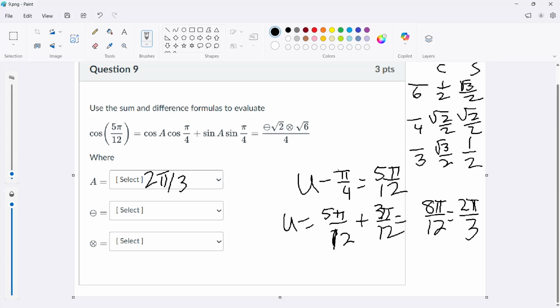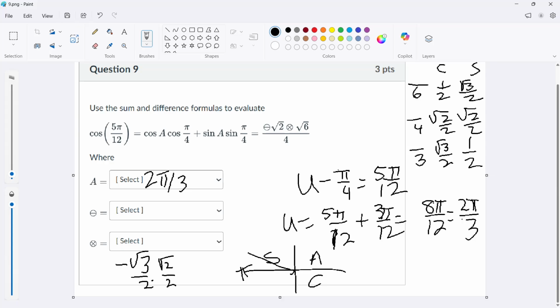Where is 2 pi over 3? Well, pi, which is 180, is 3 pi over 3, so it would be pi over 3 shy of 3 pi over 3, so it's in the second quadrant. And sine is positive, cosine is negative. So this is going to be negative. So cosine of pi over 3 in the second quadrant is negative square root of 3 over 2 times cosine pi over 4, which is square root of 2 over 2.